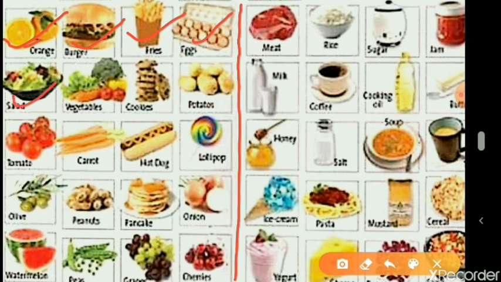Then, salad. Yes, we can count the salad. Vegetables, yes, again countable. Cookies. Yes, you can count the cookies in a packet. Potatoes, yes, countable nouns because they can be counted. Lollipop, I'm sure all of you love to eat a lollipop. Lollipop again is countable. That's the reason when you go to the shop, you tell the shopkeeper, Uncle, give me 2 lollipops, 5 lollipops, 10 lollipops, 20 lollipops. Or today is my birthday, I've got 50 students in my class, so I want 50 lollipops for distribution, isn't it? So lollipop again is countable.